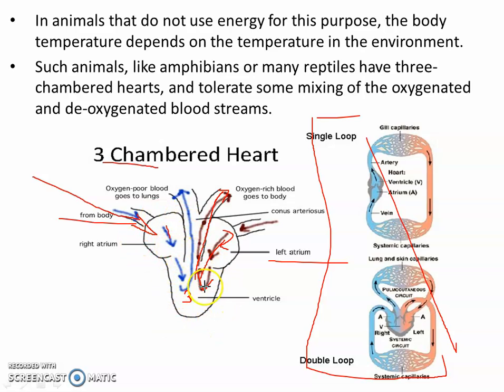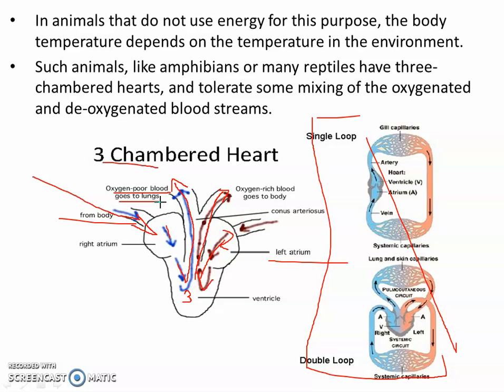Now see here what is happening. Oxygenated blood reaches the ventricle, and the deoxygenated blood also reaches the ventricle. So a little amount of mixing of this blood happens here. Okay, and from here this deoxygenated blood will move out of the heart and reach the lungs for oxygenation. Oxygen-poor blood then goes to the lungs for oxygenation, and this cycle will continue again and again.